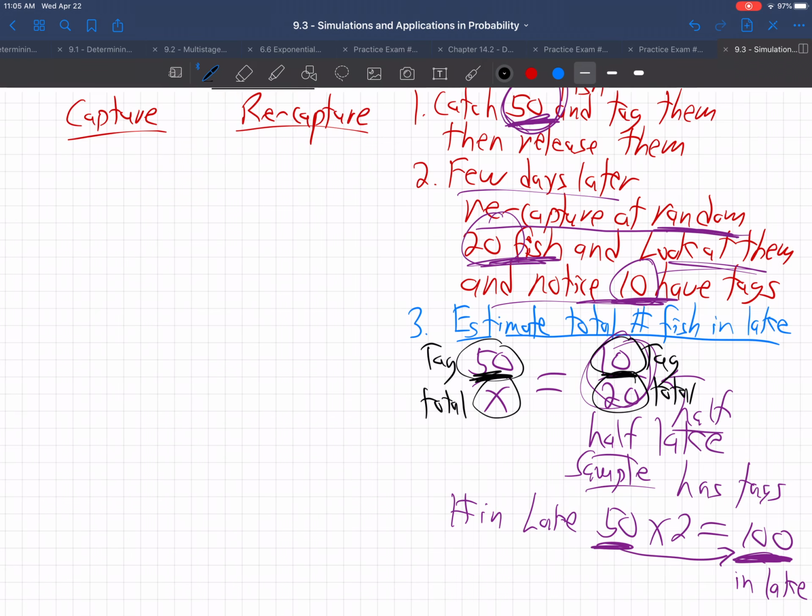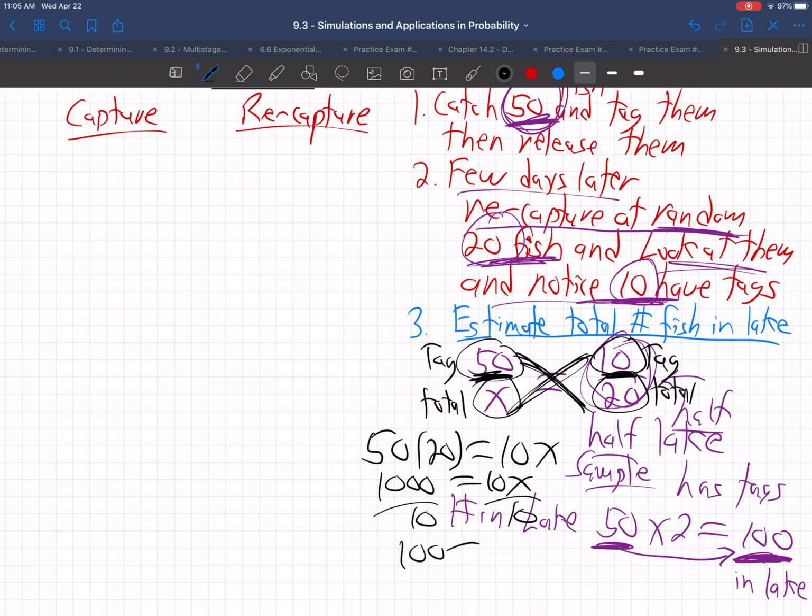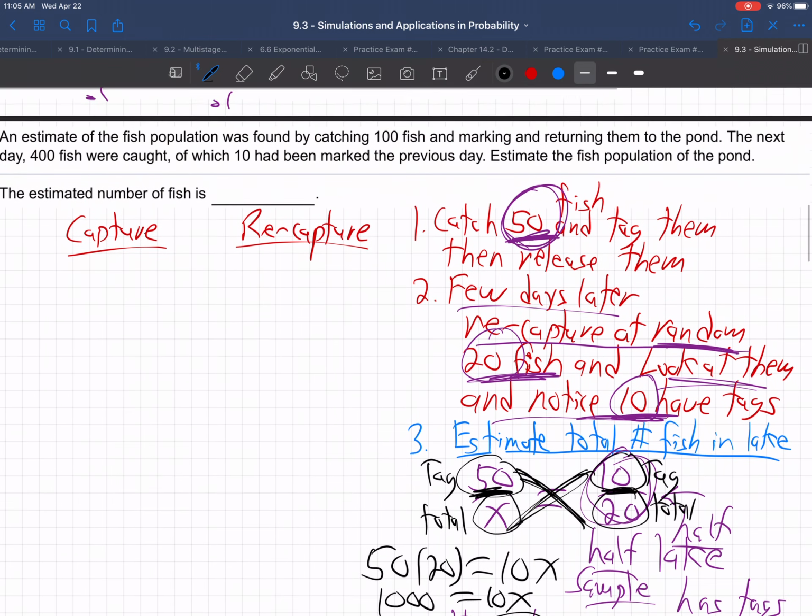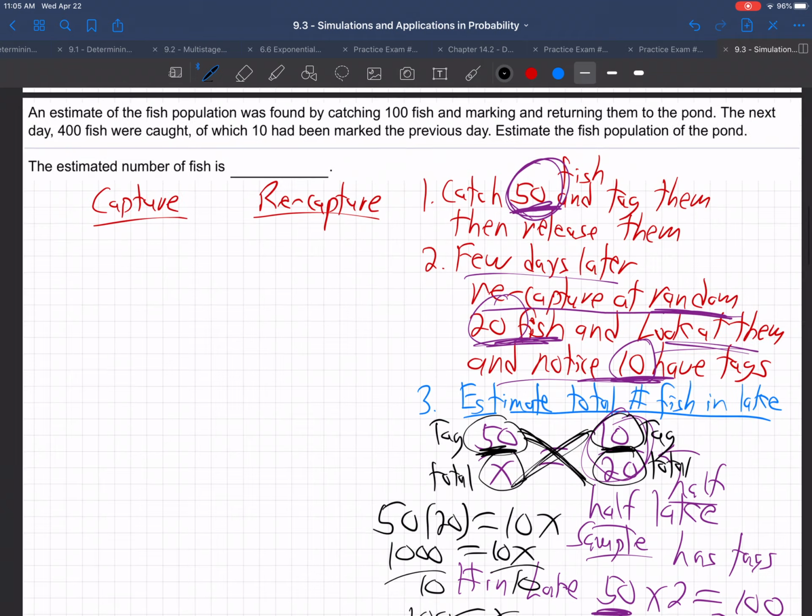So it's tag over total, and then you cross multiply. 50 times 20 is 10 times x. That's 1,000 is 10x. How do you solve for x? Divide by 10. There it is. X is 100, just like we intuitively knew. There's about 100 fish in the lake. So that's the idea. It's called the capture-recapture method. It's logical. Let's go back and do it on this particular problem.